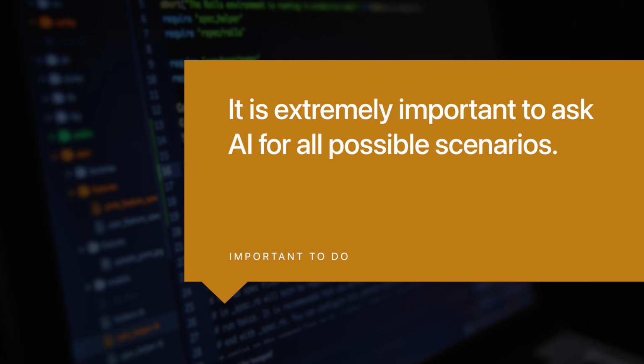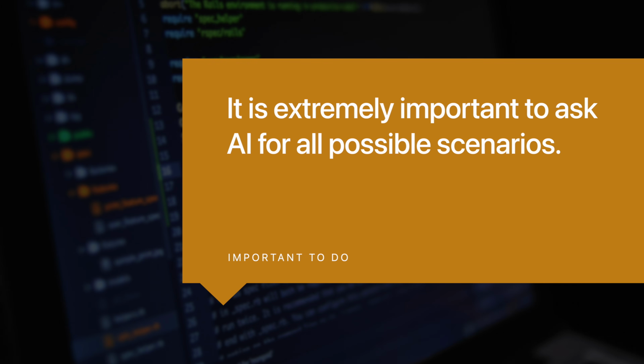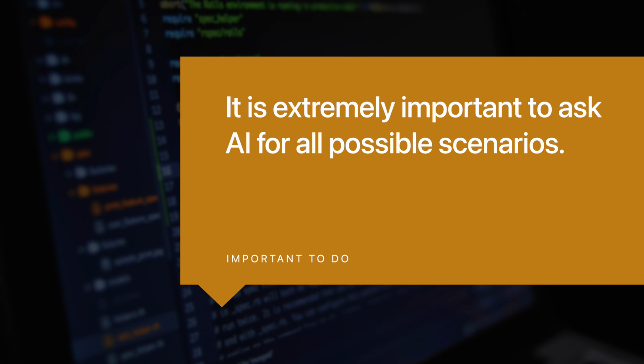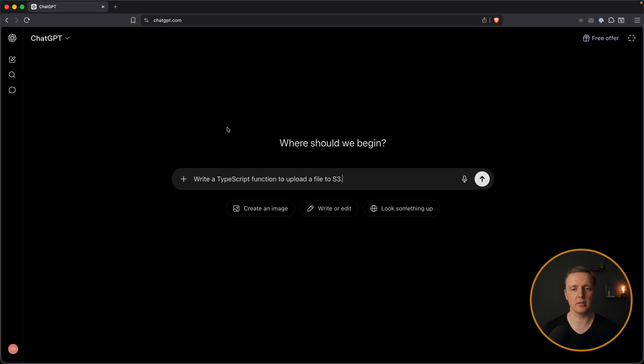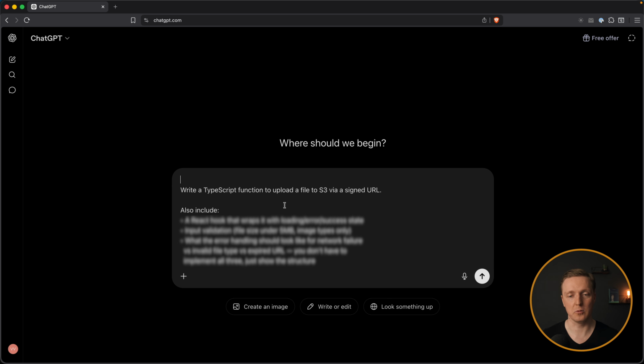And when you are asking AI to generate some code, it is extremely important to ask it for all possible scenarios, at least for a loading and an error state. When you're asking AI to write a function to upload a file to S3, it will make it as small as possible. This is much better. We not only ask to create a file, but also write that we need a loading, error and success state inside the component. We need to validate our input with the image type and file size. There should be error handling. So you need to ask about these things beforehand. You should not just think about implementing a feature, you should think how to make it unbreakable.